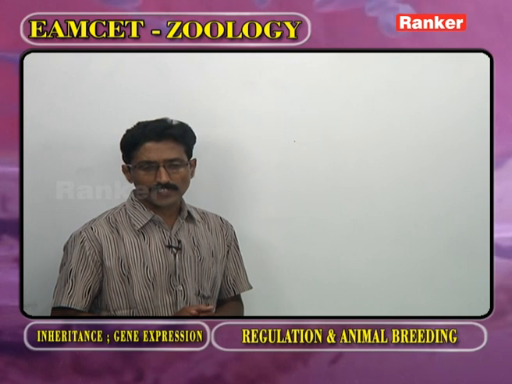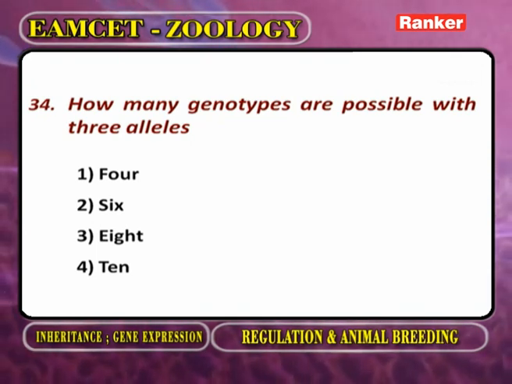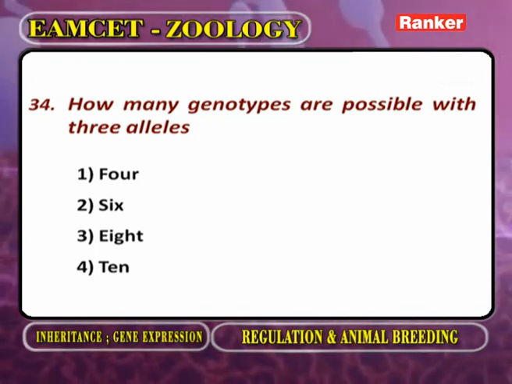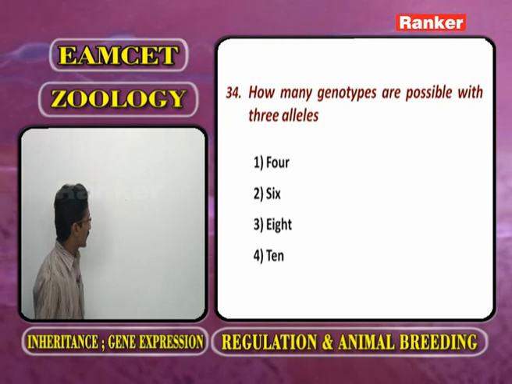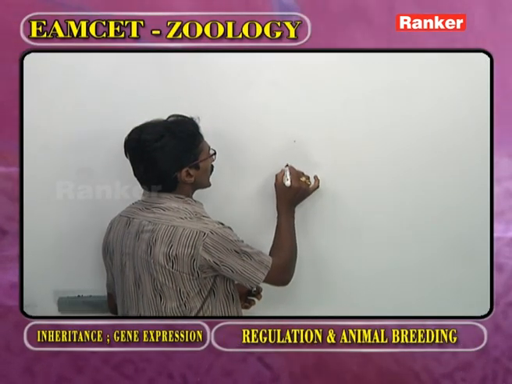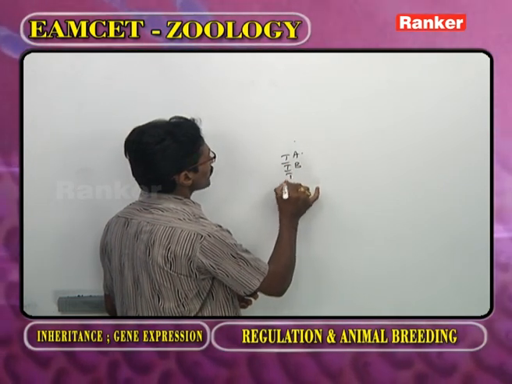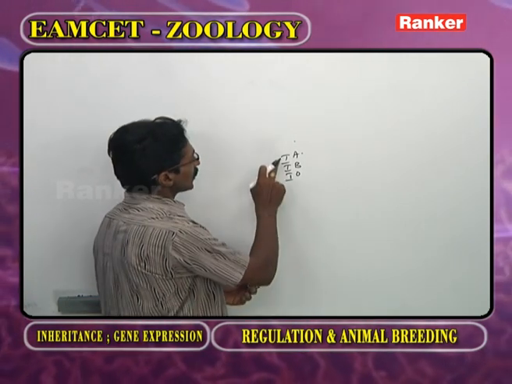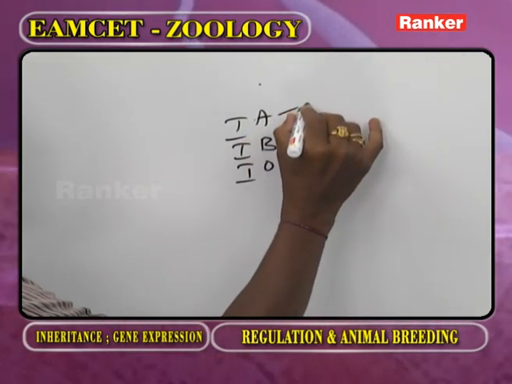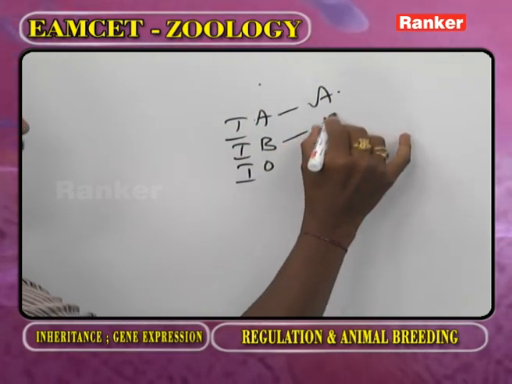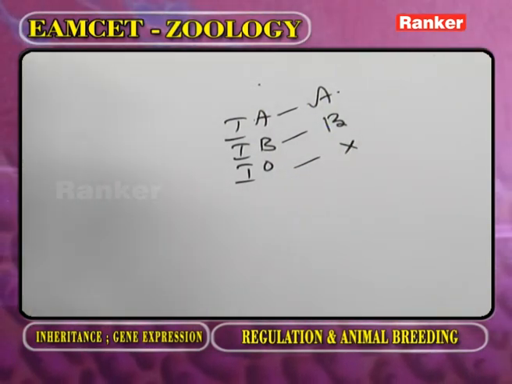First we have to observe the question: how many genotypes are possible with 3 alleles? Now regarding the blood groups, according to Bernstein, this one we call IA, and this is IB, and this is IO. Now 1, 2, 3 alleles are present. IA gives rise to A antigen, IB gives rise to B antigen, IO does not give any antigen.